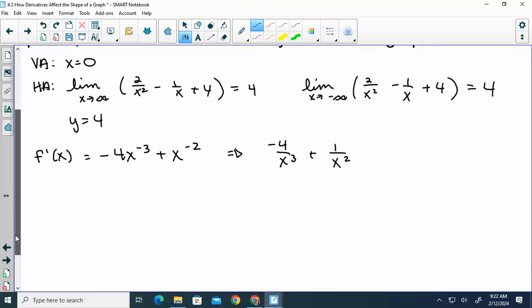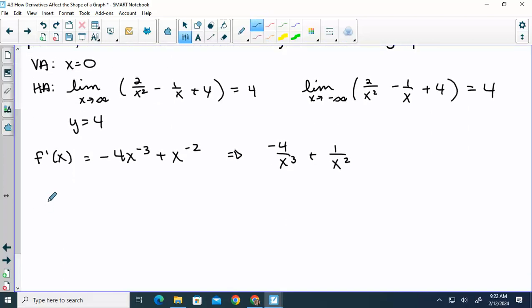What do we need to find? Critical points, when this is 0 or undefined. Can you tell me when it's undefined? When the bottom is 0. So x equals 0 is a critical point. We have that over.